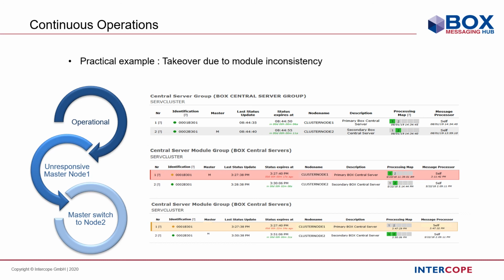With the master node reporting unresponsive, there is now an automated switch of the master to node 2, which can also be manual, of course. And you can see in the bottom image that the master status has now switched to node 2, but also that the processing map now shows both nodes, that's 1 and 2, are now processing traffic from the same system. Now, we've shown how this can take place with a central server failure, but this is of course the same approach used for any active module group.